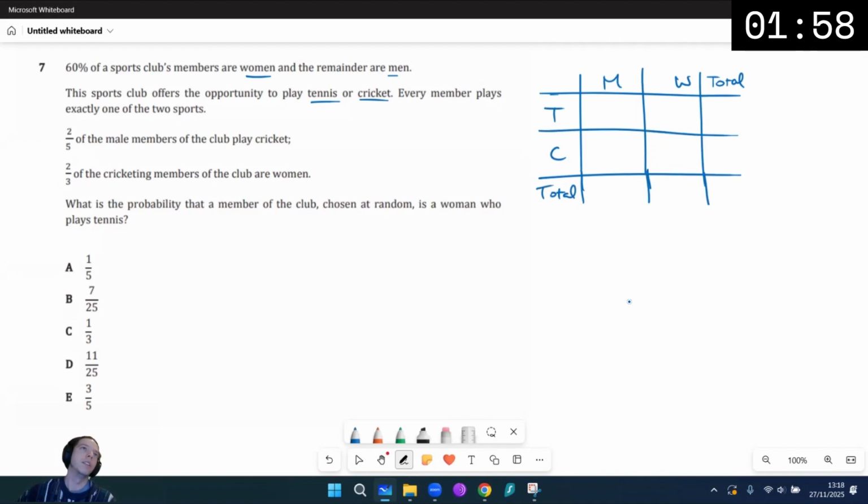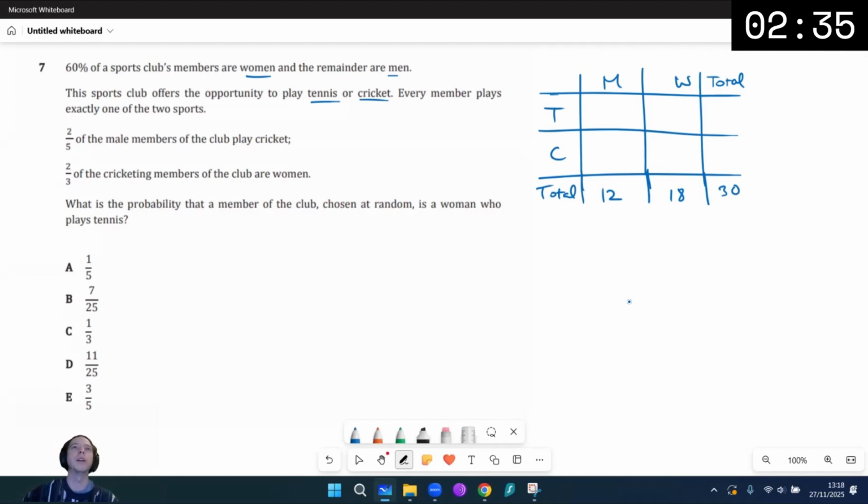Let's see, we have 2/5, 2/3, I mean, 60%, so that's kind of fifths and thirds. I think if we pick say 30 or something, it will make our calculations easy, right? So 60% of the club members are women, the remainder are men. So 60% of 30 is, 3/5, I mean, 18. So the men are 12.